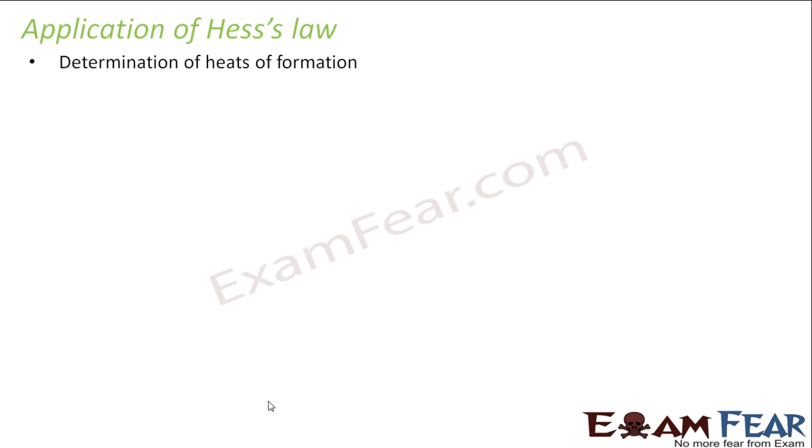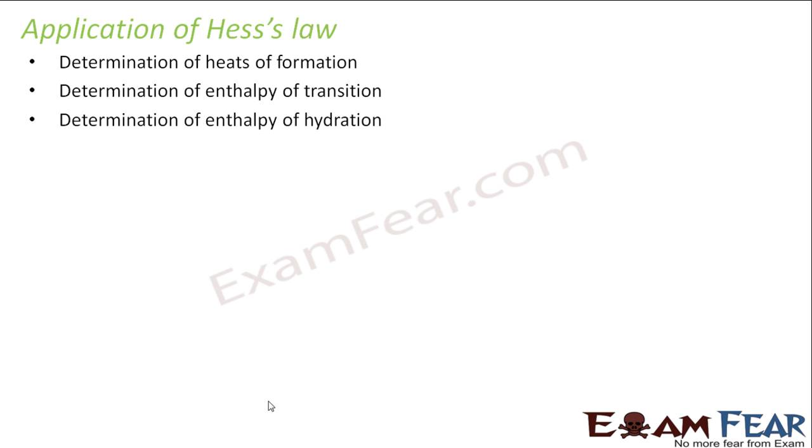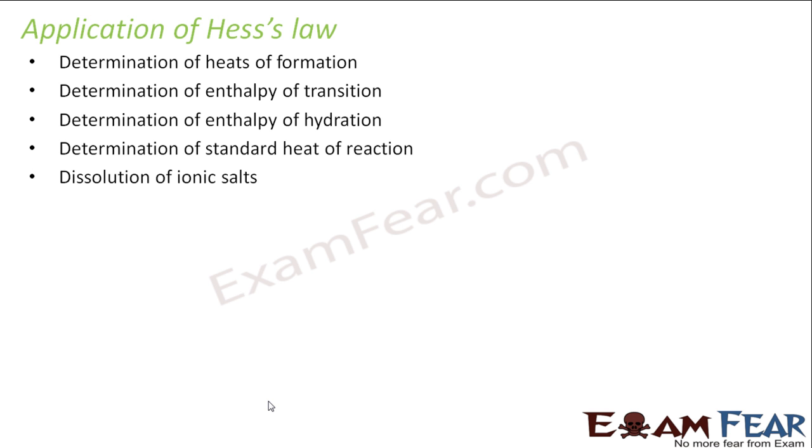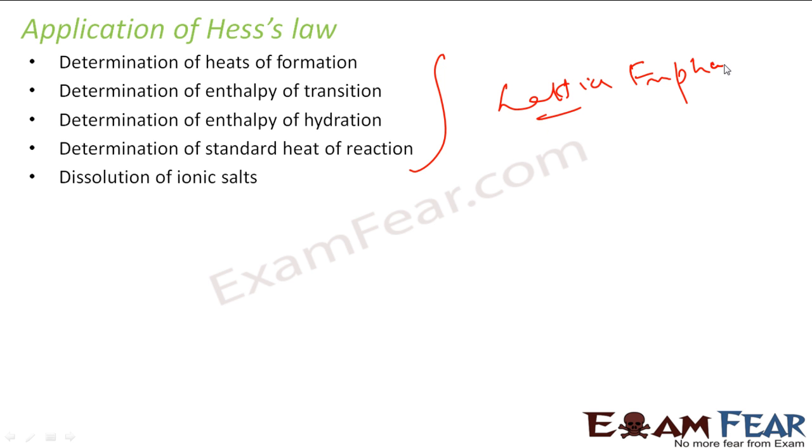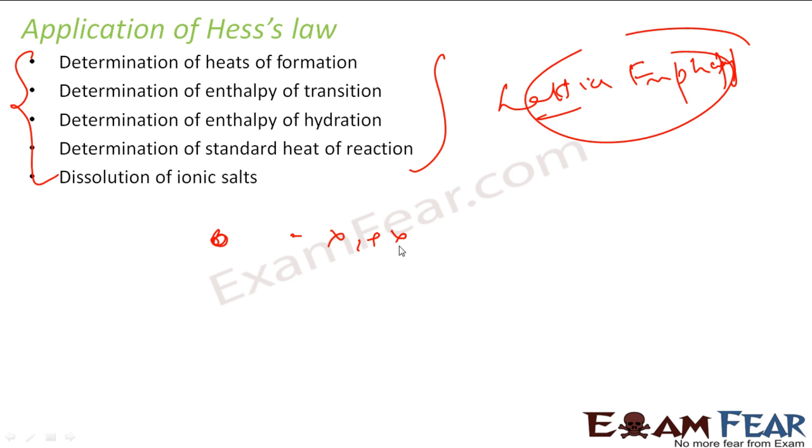There are various applications of Hess law. It has helped to find the heat of formation. It has helped in determining the enthalpy of transitions and enthalpy of hydrations. It has also helped to determine the standard heat of reaction, and also for ionic salts. We have seen for lattice enthalpy, it is found using the Born-Haber cycle, which is also based on this Hess law only. It's just like a mathematical puzzle. You have this big value and so many other small values. You know all except one, so you can find that. Just a mathematical equation. Hope you understand.